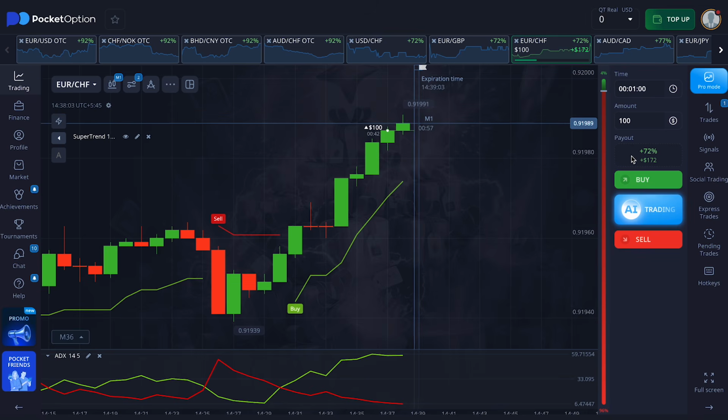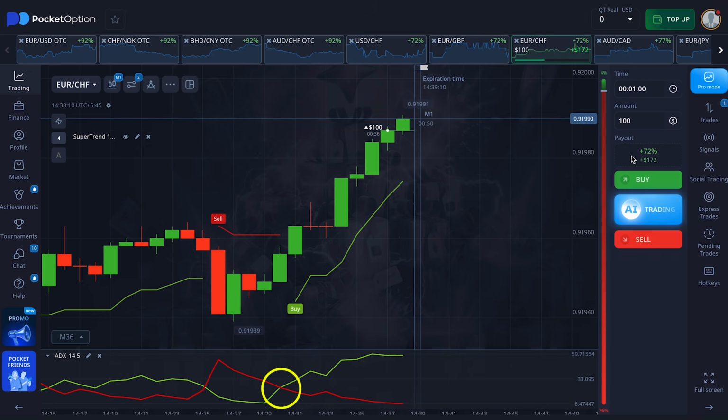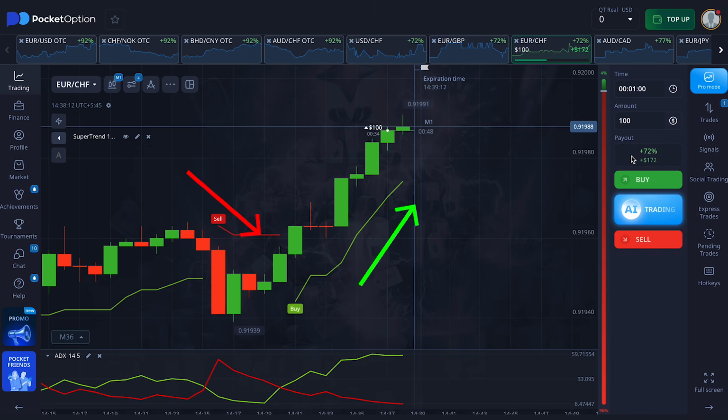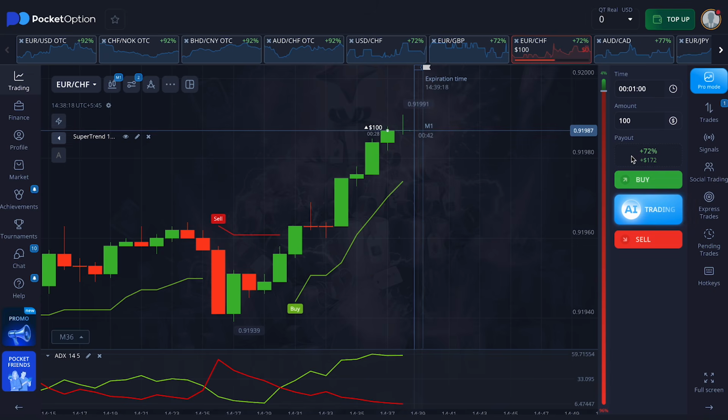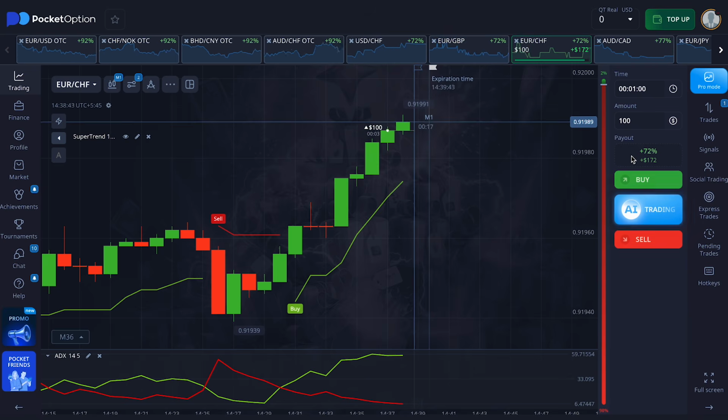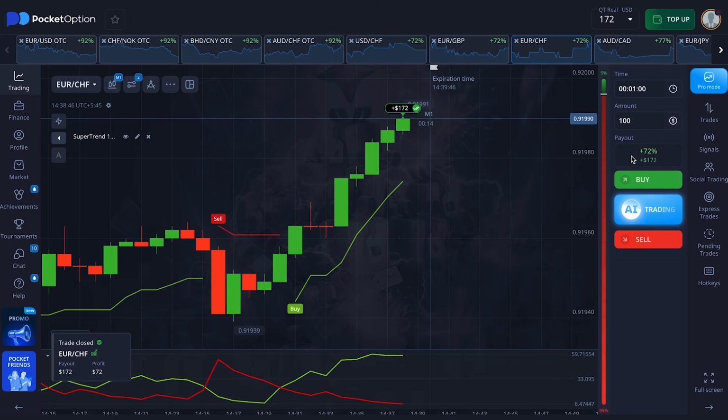And the second one is, as you can see in the ADX, the red and green line are intersecting each other from top to bottom, which also indicates that the market will reverse. So both of the indicators are telling me that the market will go up. So that's the reason I have bought here. And yeah, this was the first win of the day. Now let's go to the next one.